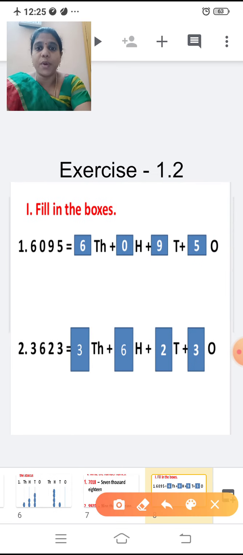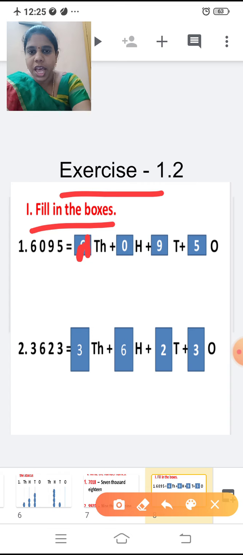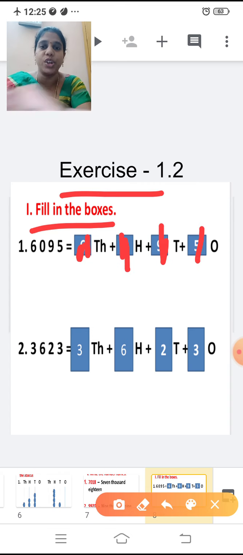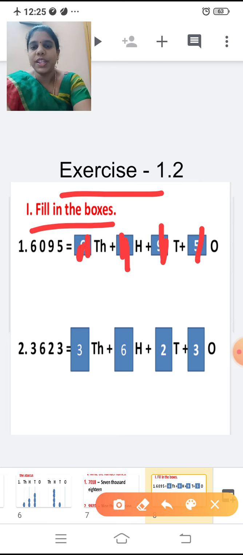Now exercise number 1.2. Fill in the boxes. You're going to fill in these boxes. How many tens, how many hundreds, how many ones, like this you're going to fill in the boxes. Shall we fill this? Yes. Now what is the first number?